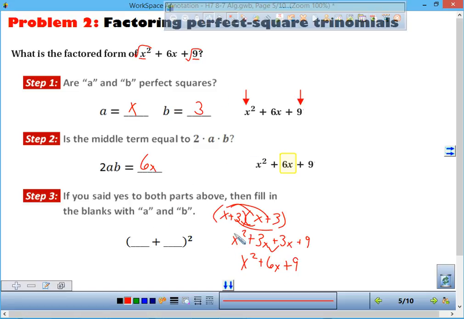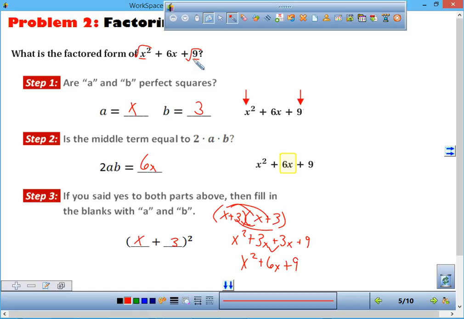So to write x plus 3 times x plus 3 as one binomial, you can write it as x plus 3 quantity squared. So that's one shortcut that we can use if we notice that the first term is perfect and the last term is perfect.